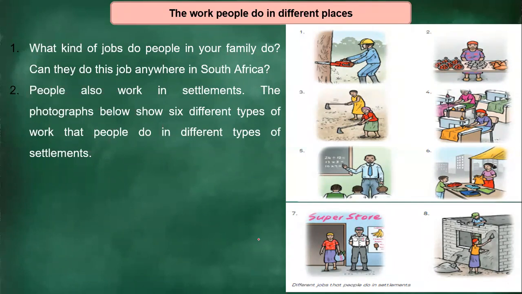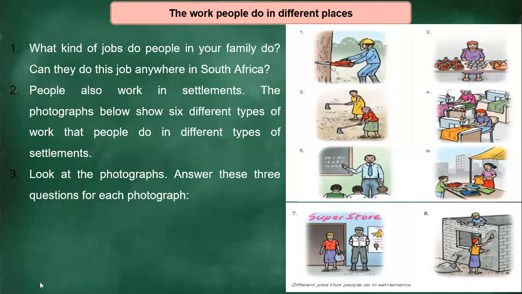We see long buildings, all right? And then here, a superstore, we find most of our shops in cities. So in here, they are building a house. They can build this house in town, or in villages, and they can also build it on farms. It depends on where they are called to come and work. Okay, fantastic.